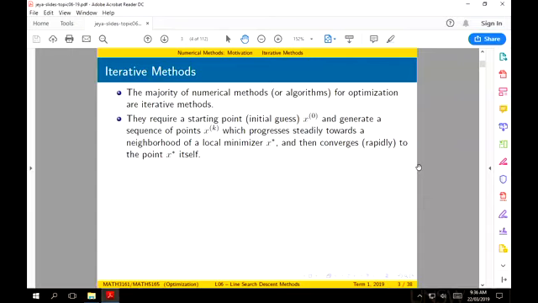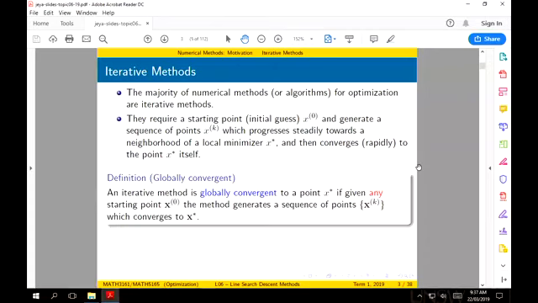Start from the initial guess, you have no idea where the solution is, try to improve the solution, and get closer to the neighborhood of x star, and then it should converge quickly to the point x star if it works well. So a couple of definitions.